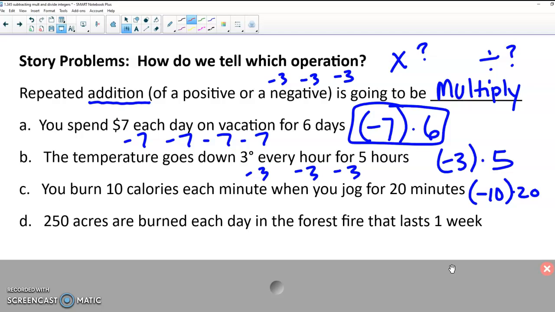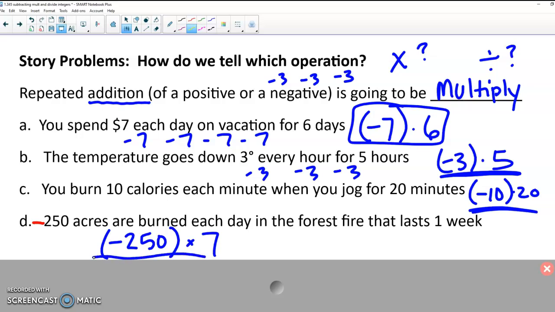250 acres are burned each day in the forest fire that lasted for a week. Well, okay, I'm losing the 250 acres, and I could just multiply that by 7 days. Okay, so in each of these examples for multiplication, you're either going up, up, up, up, or down, down, down, down, and that's going to be multiplication. So this work here is what you should have written down for each one on your paper, okay?